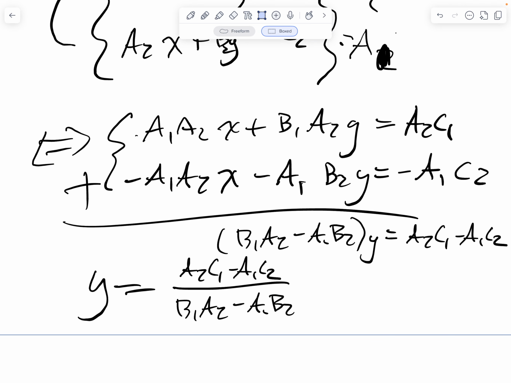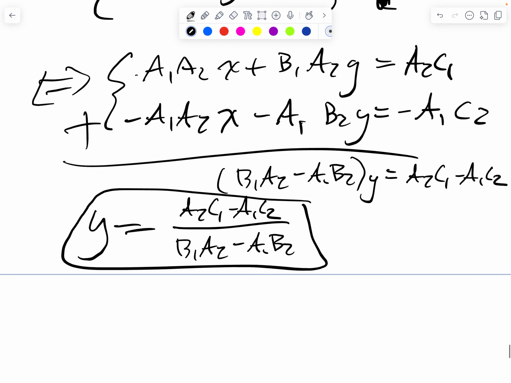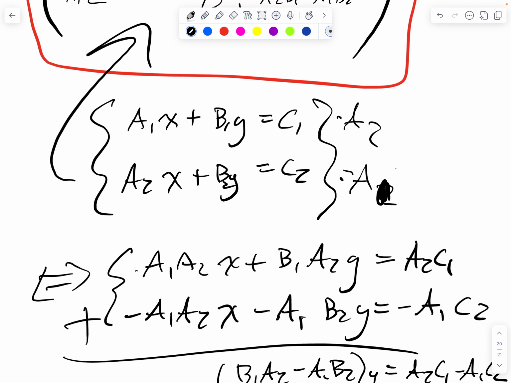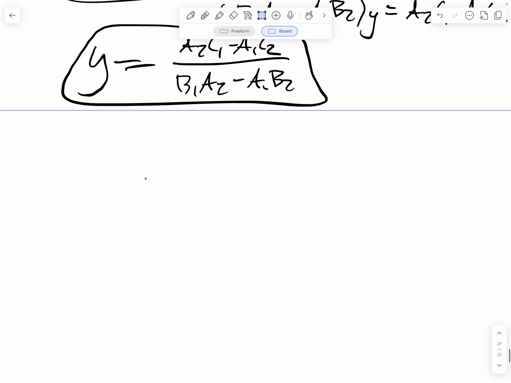And to get our x, I'll put a box around that guy. So substituting in to either equation, let's pick that one. Substitute in what y is, so we'll move this over, get rid of this guy.